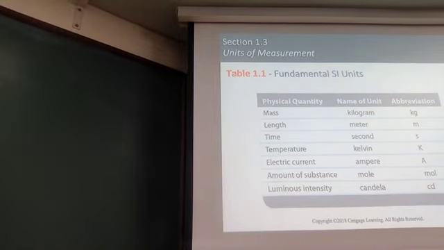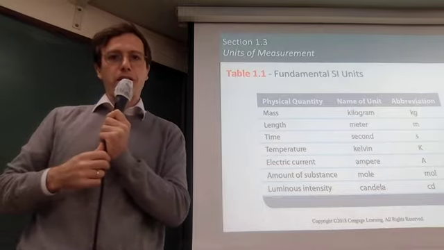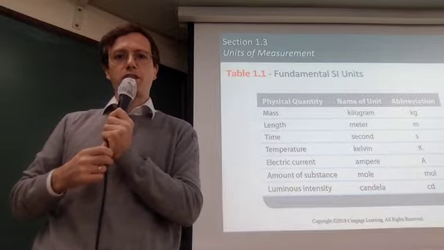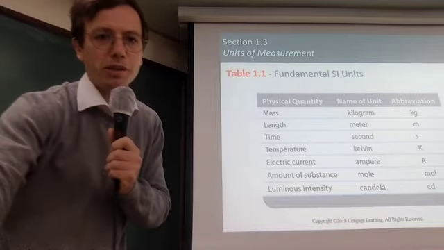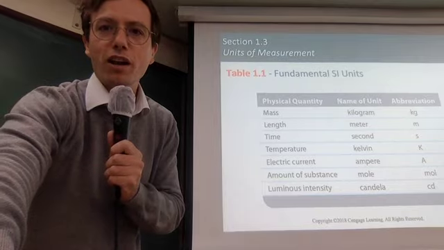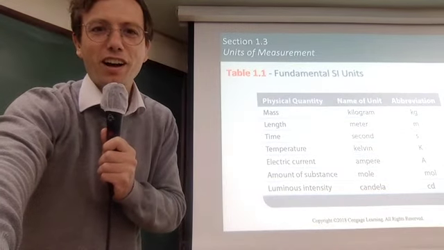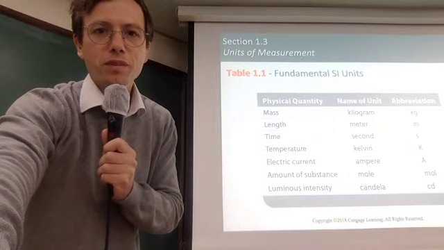Here are the SI units for the most important physical properties that we have. Mass, which is measured in kilogram, length in meter, time in seconds, temperature in Kelvin, not degrees Celsius, it's Kelvin. Electric current in ampere, amount of substance in mole, and luminous intensity, which I would say is not a really important property. The other ones are quite important.